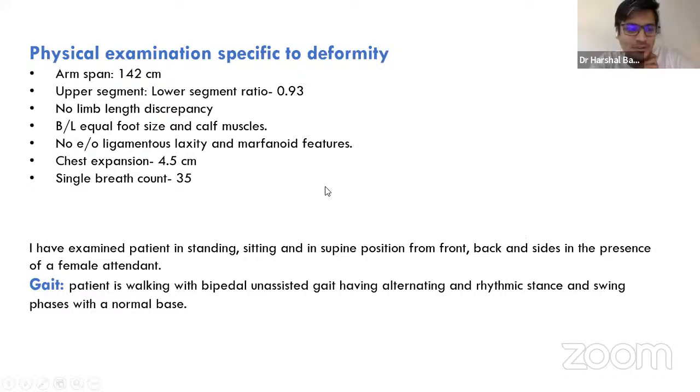What is the significance of foot size? Why did you check for foot size? Unequal foot size, if it is there, is suggestive of intraspinal anomalies. Okay.